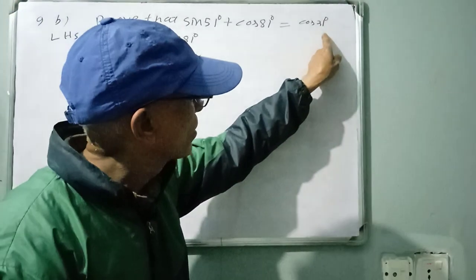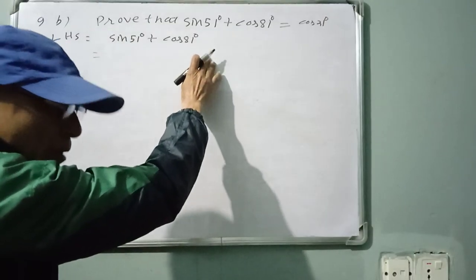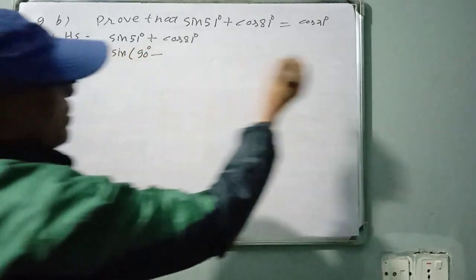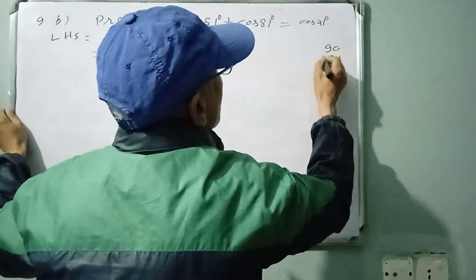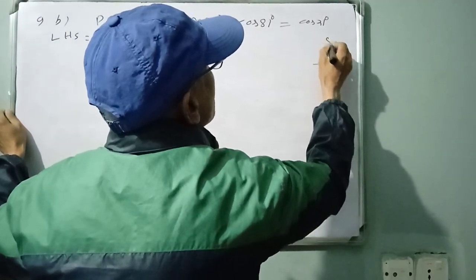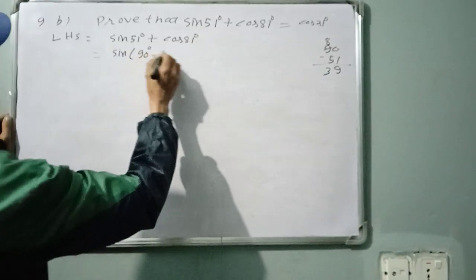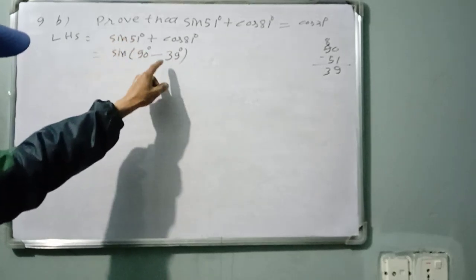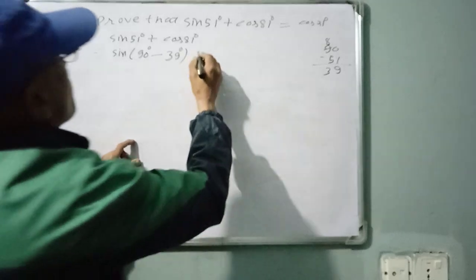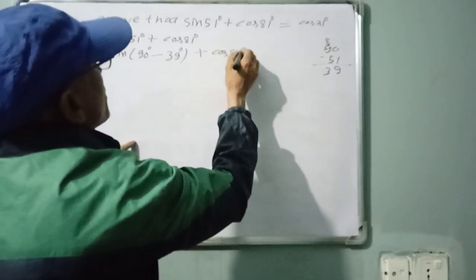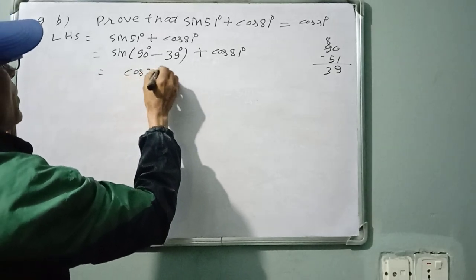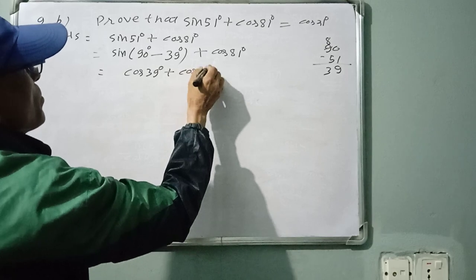See, there is cos on the right side. It is better to change into either both sin or both cos. Sin 51 degree: 90 minus 39 is 51, so sin 51 is cos 39, plus cos 81 degree. Sin of 90 minus A is cos A, so now we have cos A plus cos B.